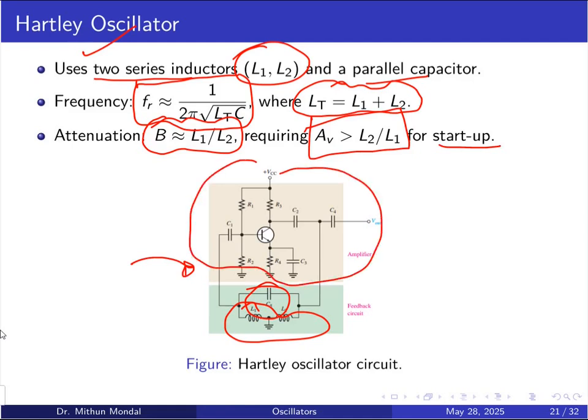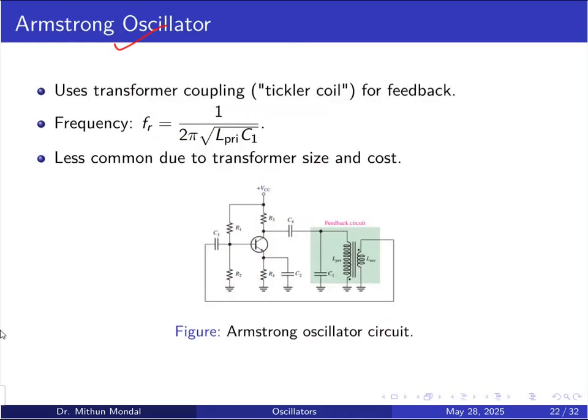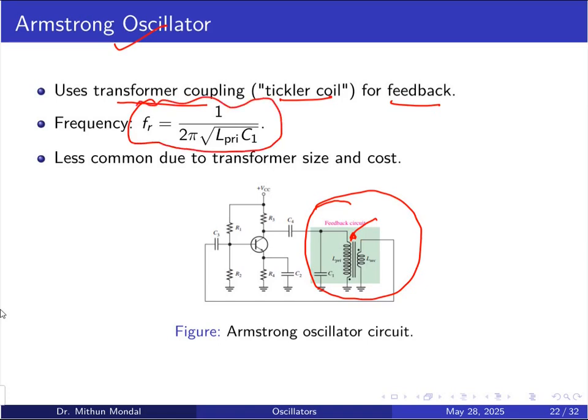The amplifier is formed by the BJT, and the feedback circuit has the two inductors and a parallel capacitor. Armstrong oscillator uses transformer coupling, which is known as the tickler coil, for the feedback. And here you can see this is the feedback circuit where you have the transformer coupling. So the resonant frequency in this case is given by 1 by 2 pi under root of the inductance of the primary network and the capacitor C1, which is connected in parallel with the transformer.